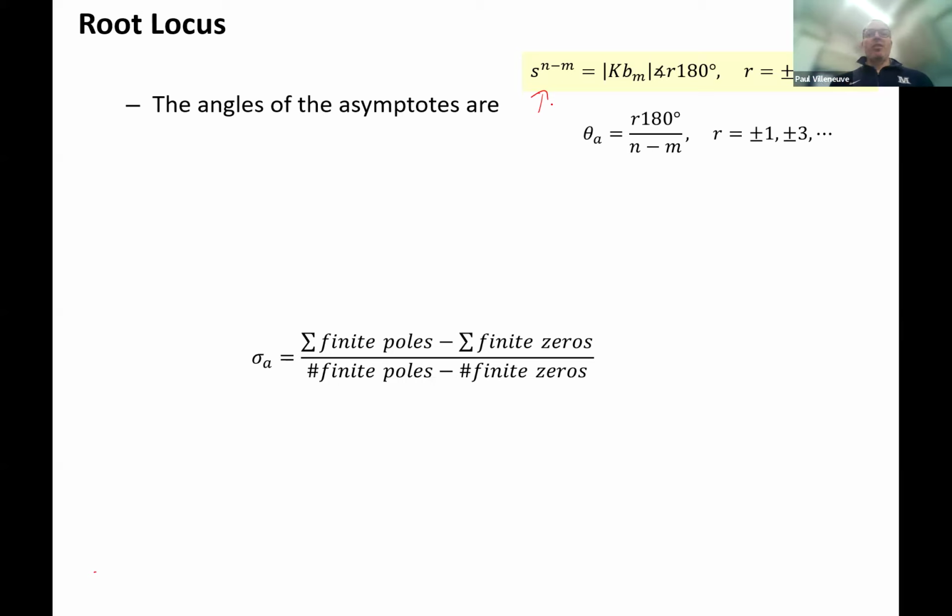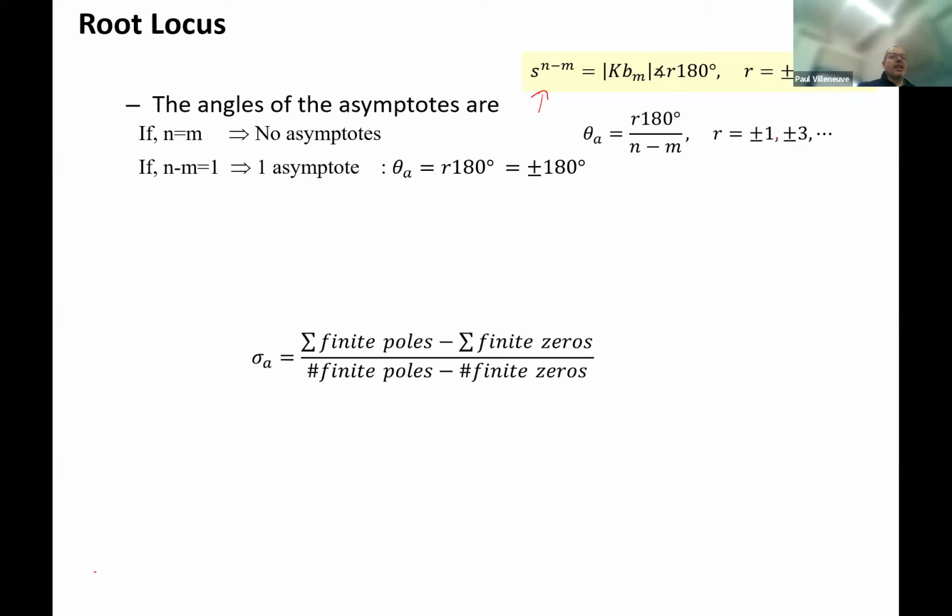We're only going to be focused on the angle because we're trying to solve for something that is an angle, right? That's the angle of the asymptotes. And what we see is we have r times 180 divided by n minus m. Question? Okay, sorry. So now we have to figure out what those actual specific angles are.